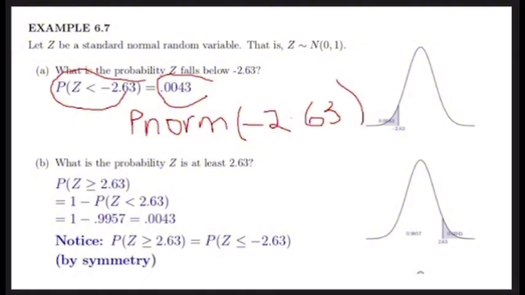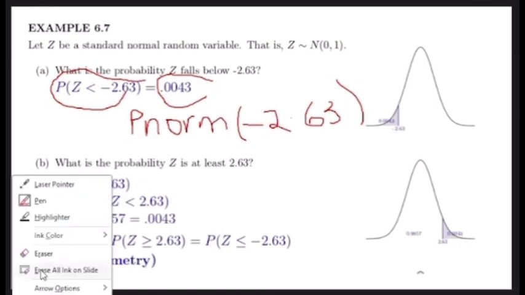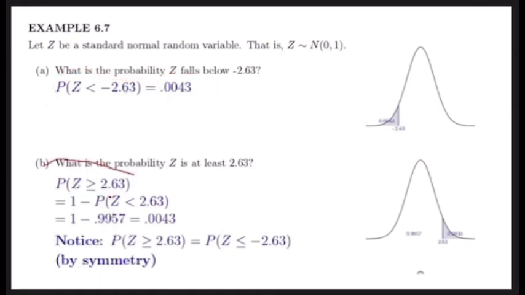How do we do greater than? Now, take a look at this. For greater than, we can apply the law of complement, right? The greater than probability is going to be 1 minus the less than probability. So anytime you see greater than and you want to compute that in R, always write 1 minus pnorm. Don't forget, pnorm has to be all lowercase. 1 minus pnorm of the value 2.63.